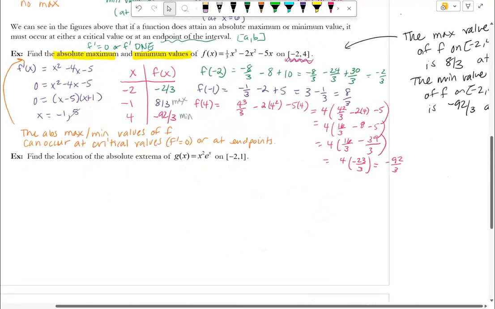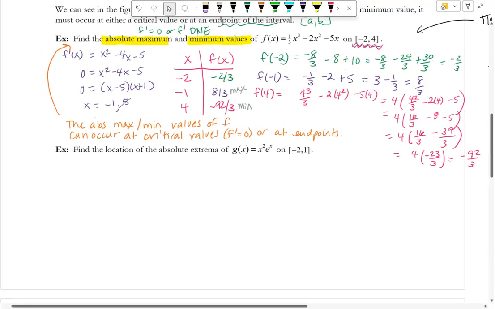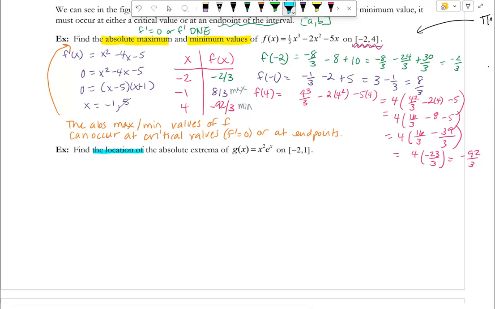All right, so if we look at the next example, we are asked to find the location of the absolute extrema of G. So when we're asked to find the location, those are really just x values. Now, if we do end up finding the location and the value, that's fine. It's okay to give more in our answer as long as what we give is correct. We just want to make sure that we answer the question completely.